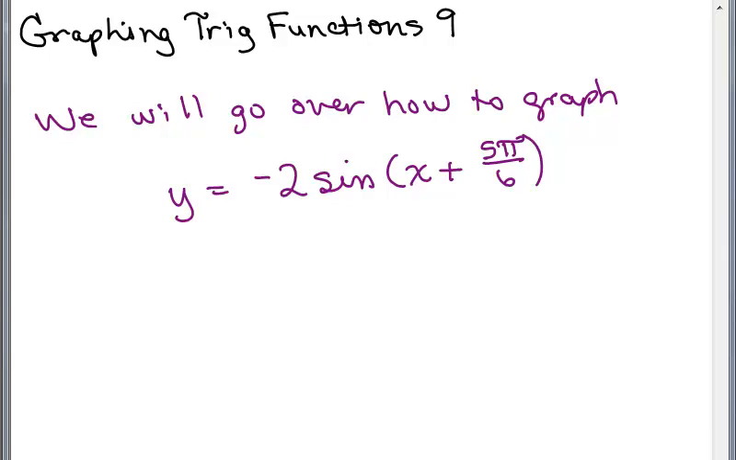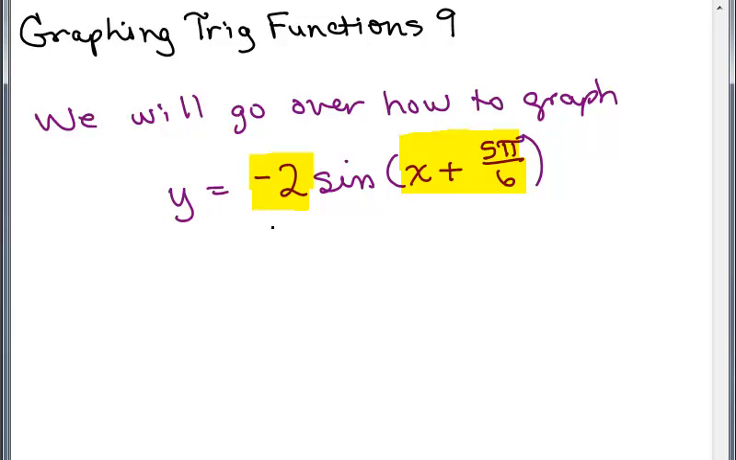This is part 9 of graphing trig functions. We're going to continue graphing the sine function, and we're going to do y equals -2 sine of x plus 5 pi over 6. Because inside we have x plus 5 pi over 6, we have a phase shift, that's a horizontal shift, but we also have this -2 out in front. So there's a couple things going on here.